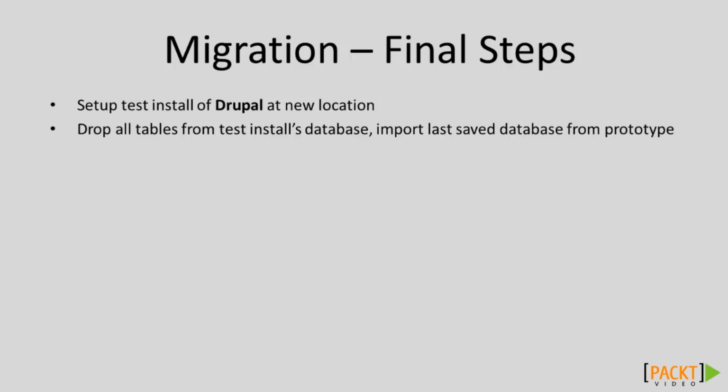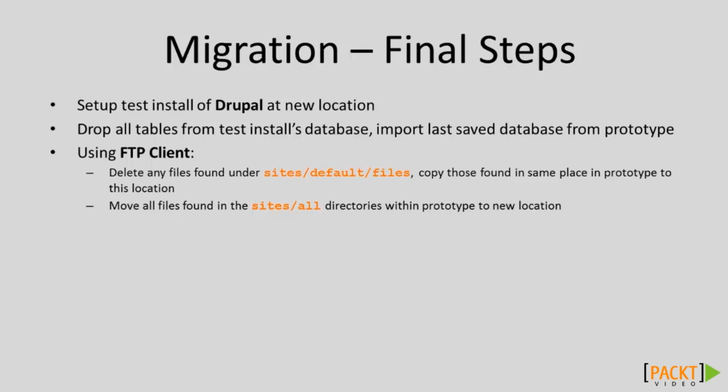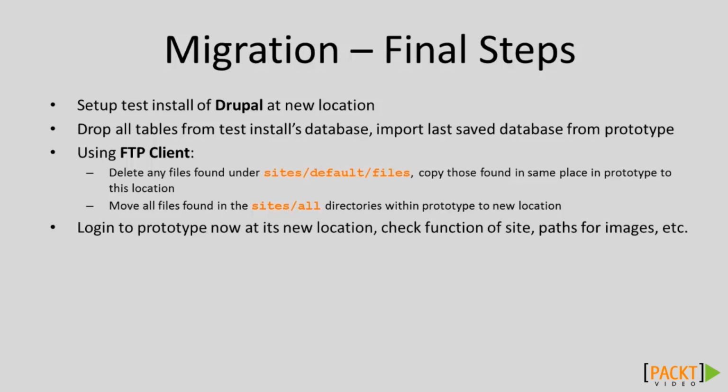database from your prototype. Use your FTP client to delete any of the files found under the site's default files and move your files from your prototype into that location. Do the same for all the files and folders found under Sites All. That should mean everything is there, and you can then log into your prototype at its new location now and check the function of it and paths for those image files. Check the resource list if you're not sure how to get to that login screen when it's offline.